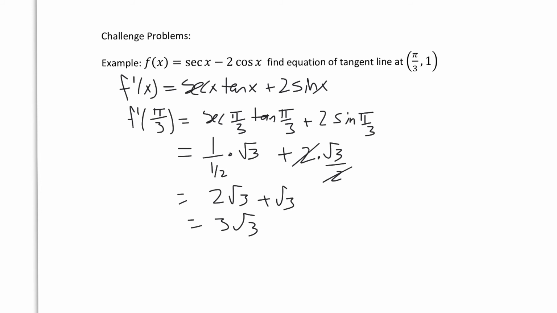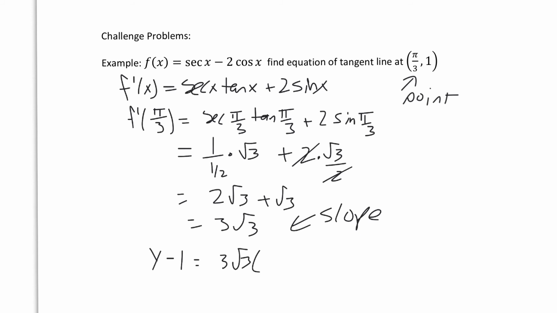So finally, of course, this is our point. And this over here is our slope. So we use the point slope formula, y minus y1 equals m(x minus x1). And there is our equation of the tangent line.